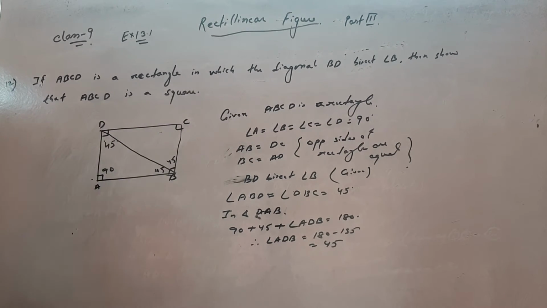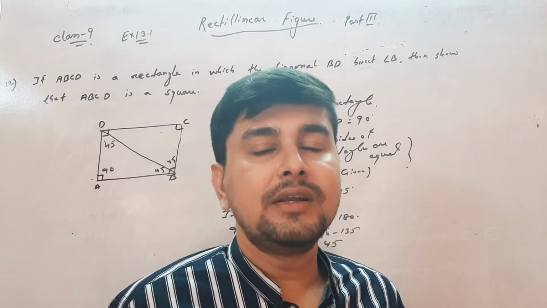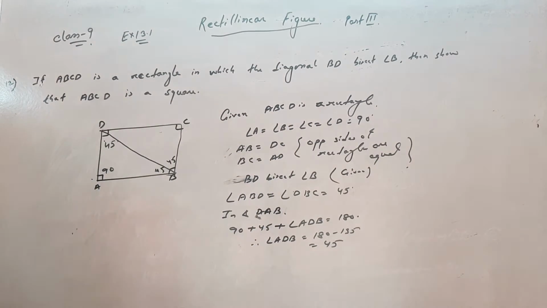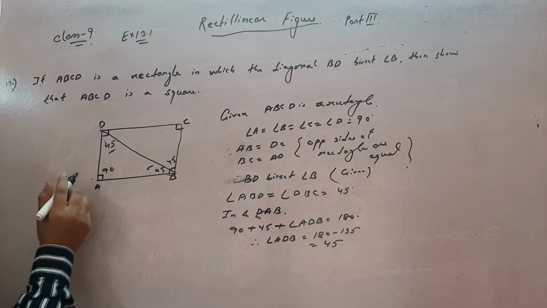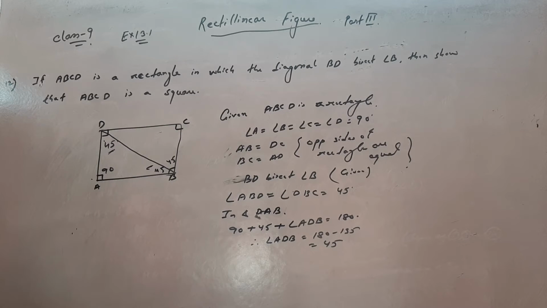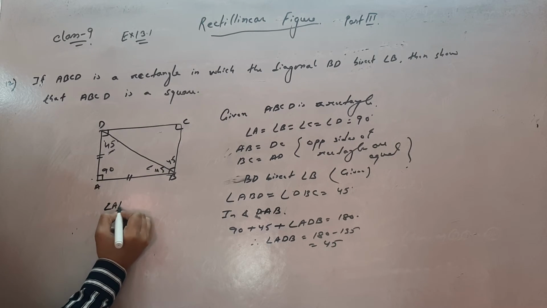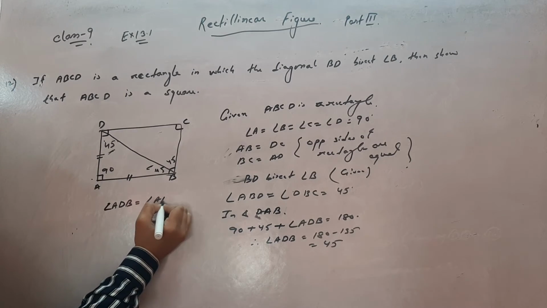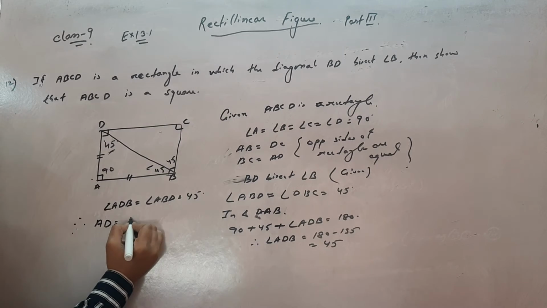ABCD is a square. We know the features of a square: all sides of a square are equal and each angle contains 90 degrees. So you see that this angle is also 45, this angle is also 45. If in a triangle two angles are equal, then the opposite sides are also equal, so these two sides are equal. Therefore angle ADB and angle ABD equal 45, that means AD equals AB.